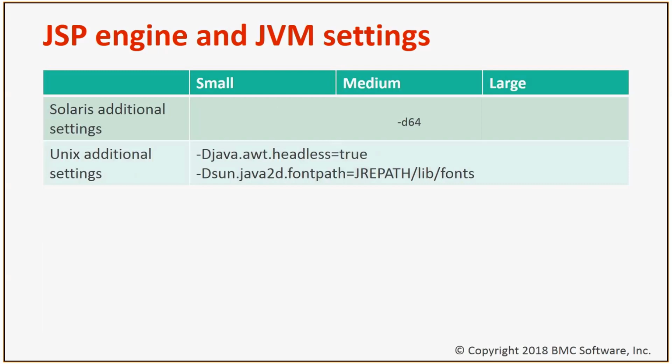Consider that these values are needed for Solaris and Unix only, and without them, a Solaris server will run in 32-bit mode, which is not really what we want. And without the AWT and font paths for web reports, they will cause some Java exceptions.